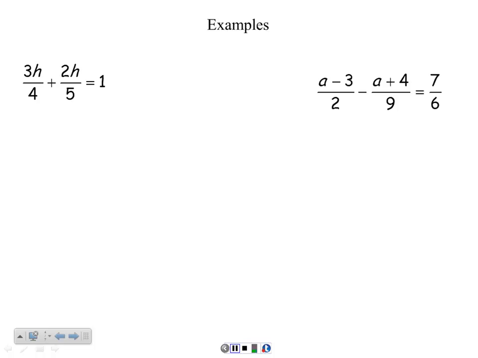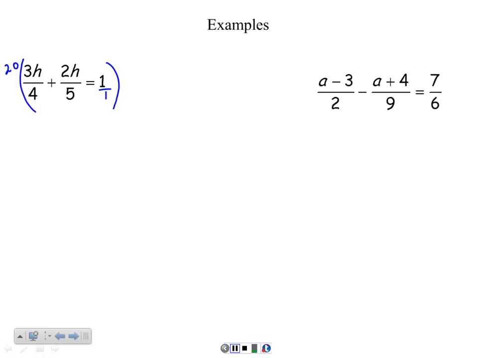Alright, problem on the left. Again, we don't have all fractions, but we can turn any whole number into a fraction by putting it over 1 if you need to. So the least common denominator between 4, 5, and 1 is going to be 20. So we're going to multiply all three of these terms by 20.